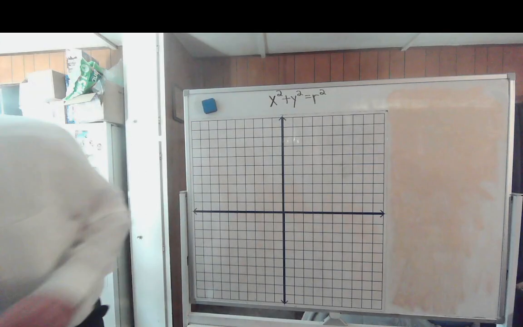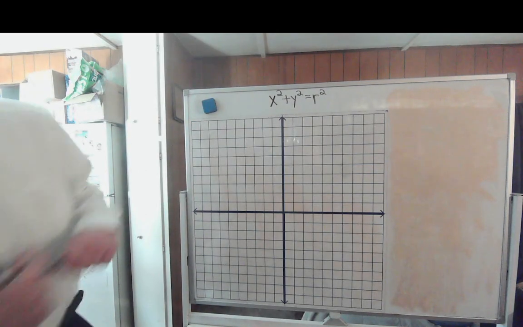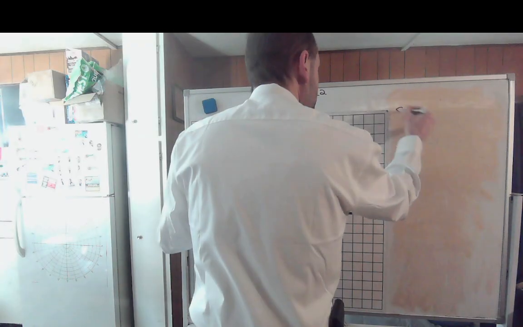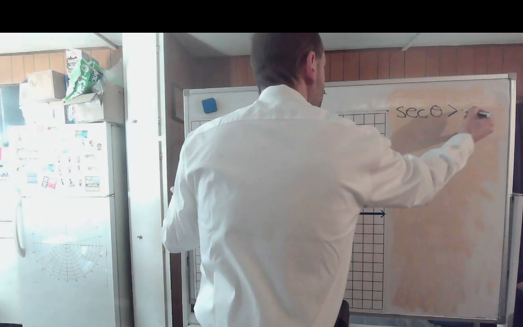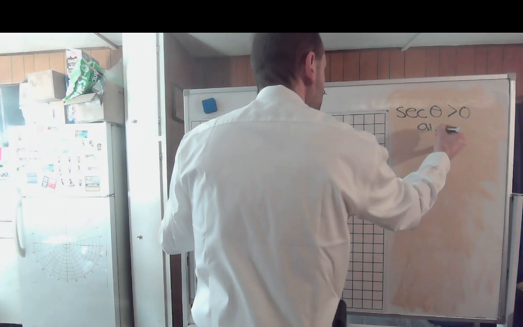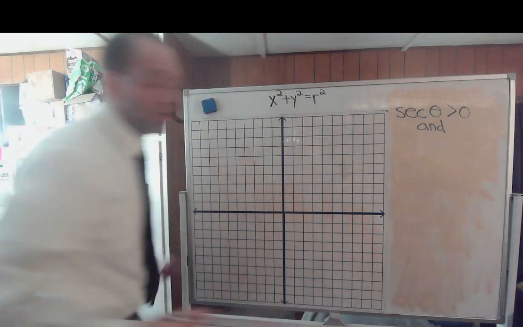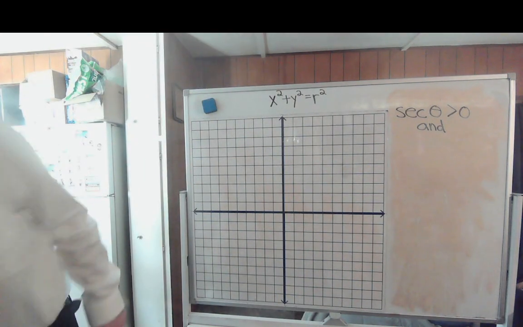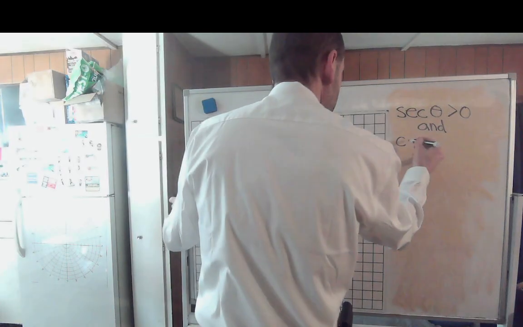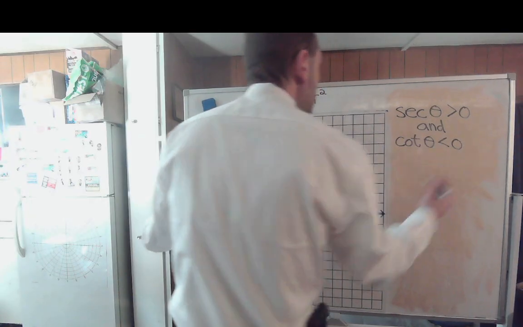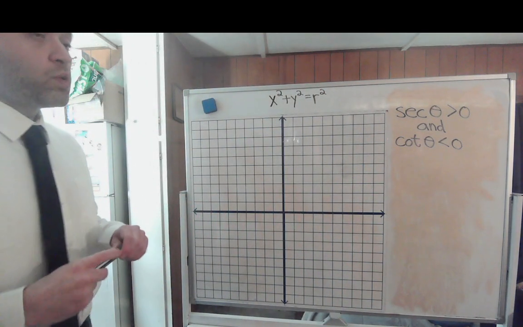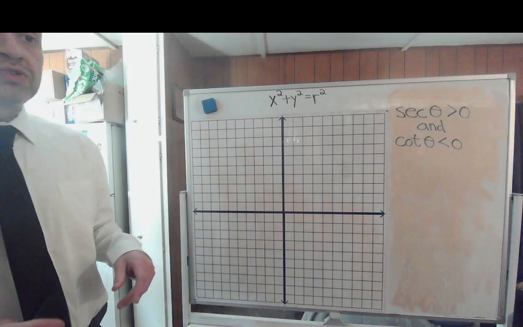All right. The next one they give you is that the secant of theta is greater than 0 and the cotangent of theta is less than 0. So we've got to figure out which quadrant this is in based on these two criteria.